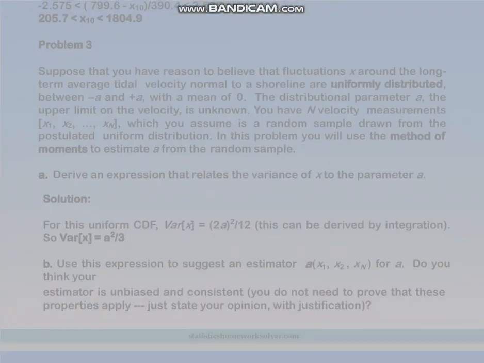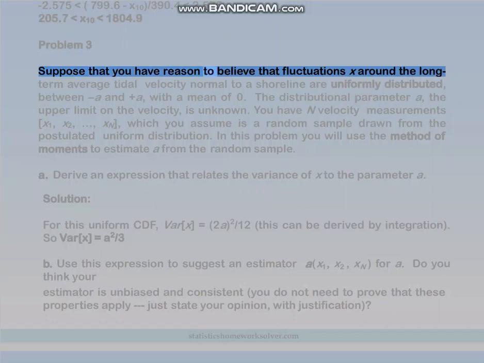−2.575 < (799.6 − x10)/390.4 < 2.575, so 205.7 < x10 < 1804.9.